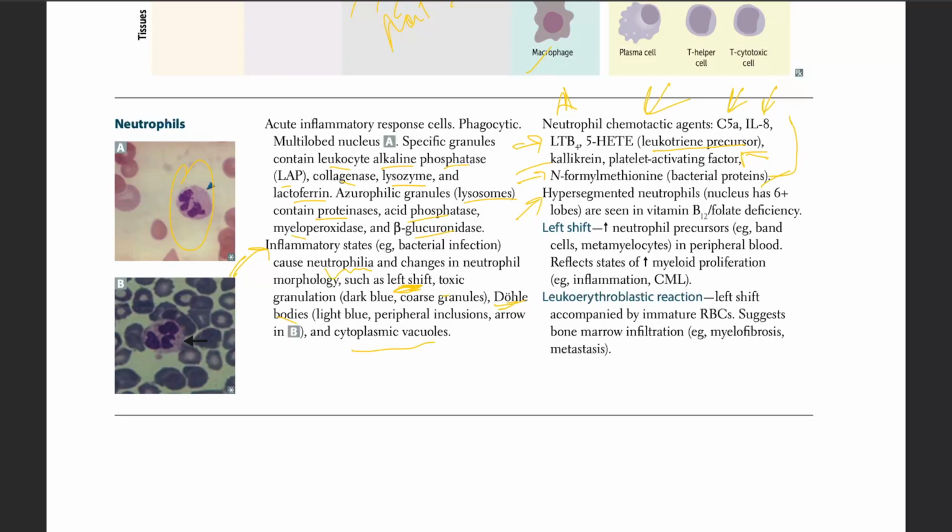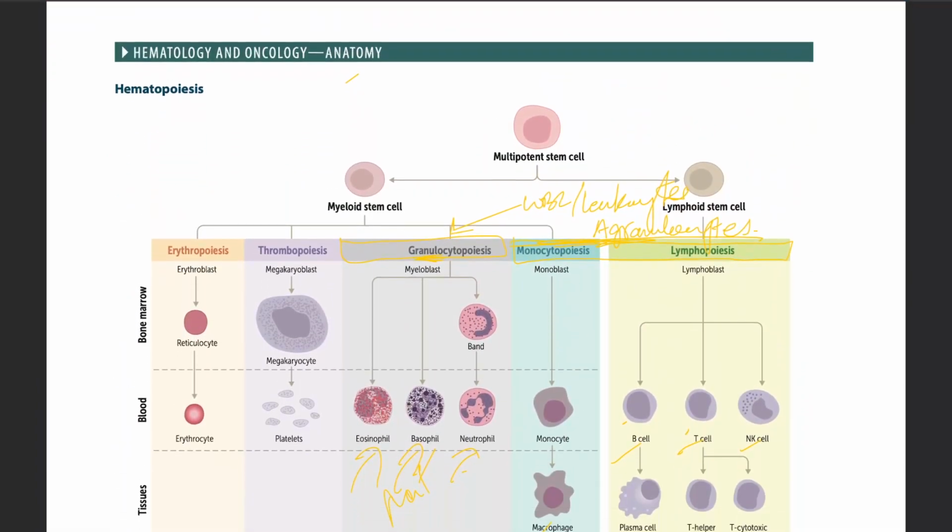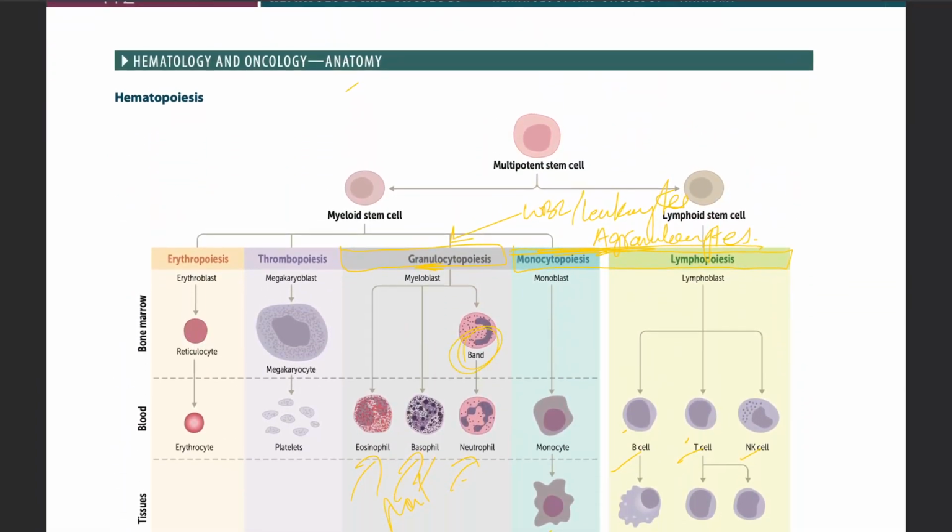Hypersegmented neutrophils, 6+ lobes, are seen with either vitamin B12 or folate deficiency. Now we did talk about left shift, so let's talk about what is left shift. Left shift means you have an increase in neutrophil precursors. Example, the bands. Remember we talked about bands as a precursor. Look in here. Band is a precursor that is coming from the bone marrow. It's still a precursor to neutrophil.